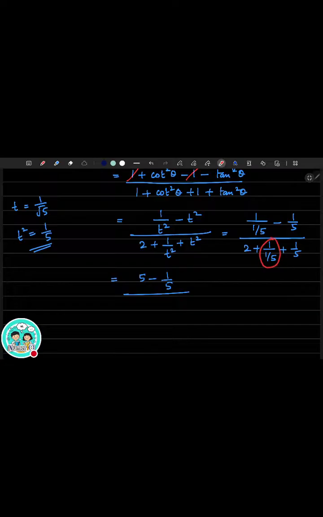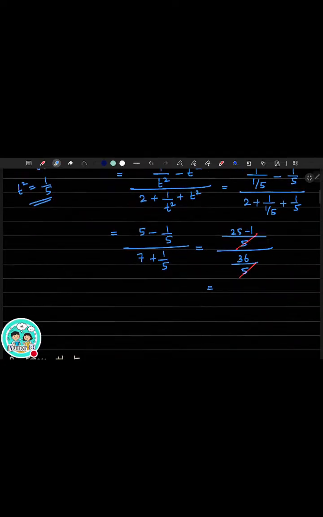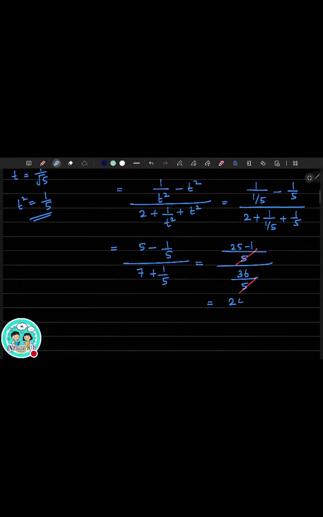nothing but, 1 by 5 is nothing but just 5. So 5 plus 2, which is 7. 7 plus 1 by 5. So we have simplified it. LCM is 5 in the numerator, so it's 25 minus 1, again whole divided by, 5 is the LCM, 7 fives are 35 plus 1, 36. Again, the 5 in the denominator gets cancelled. So what remains is only 24 divided by 36. 24 by 36, yeah, 12 twos are 24, 12 threes are 36. So the answer is 2 by 3.